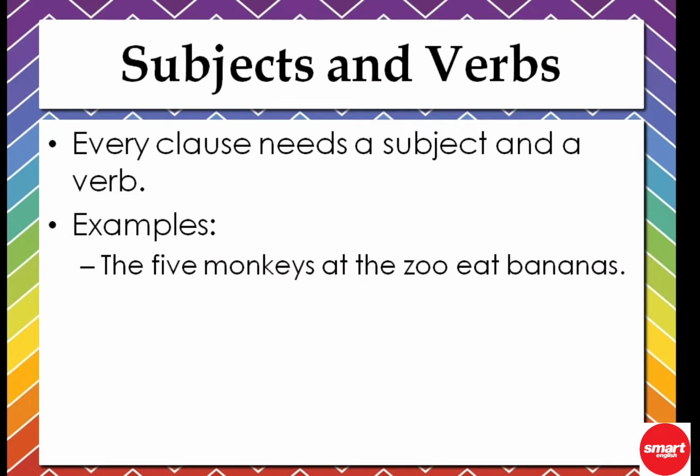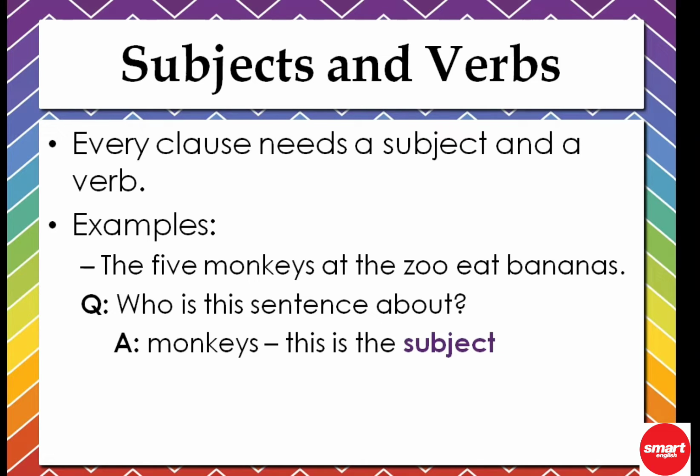Every clause needs a subject and a verb. Example: the five monkeys at the zoo eat bananas. The five monkeys here is the subject. At the zoo is a prepositional phrase that acts as an adjective. Eat bananas. Where is the verb here? Eat. And bananas is the object here. So here we have a complete subject and a complete predicate. So this is a clause.